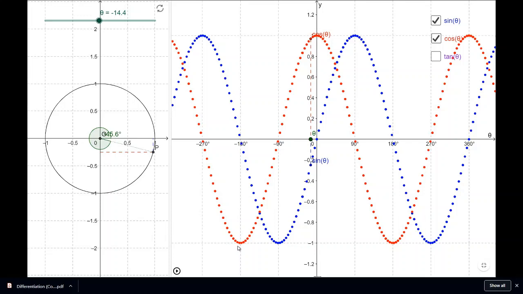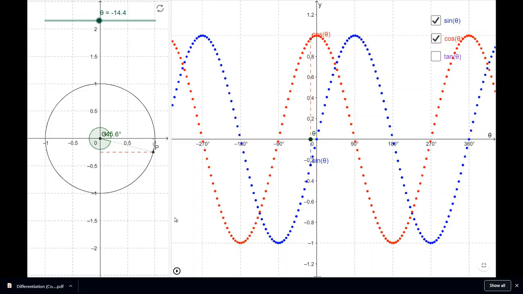Now, so what does that mean? Cos of minus theta is also equal to cos theta itself. No change. So cos of a negative angle doesn't change its value, but sine of a negative value will change its value. Okay, so let us come back to the PPT now.